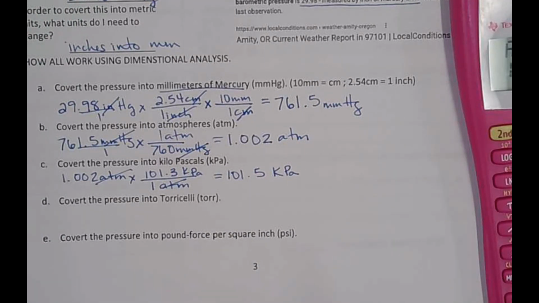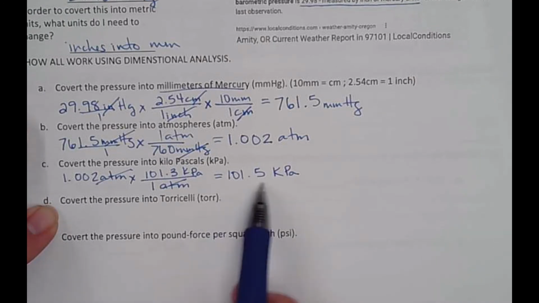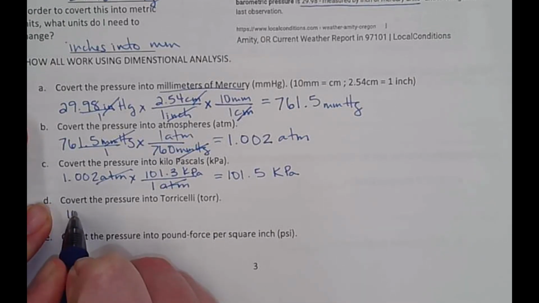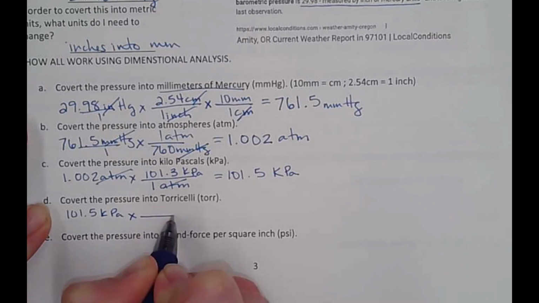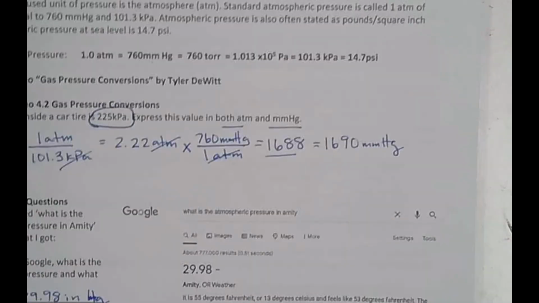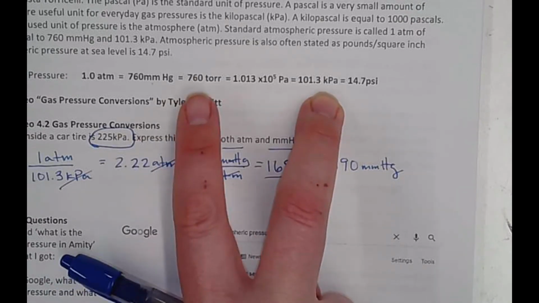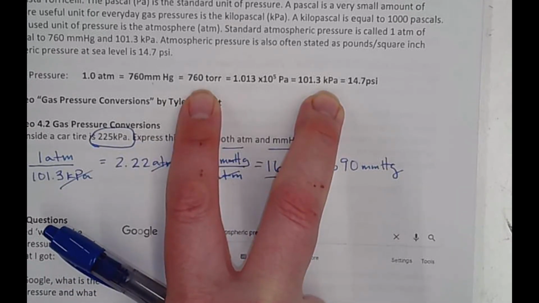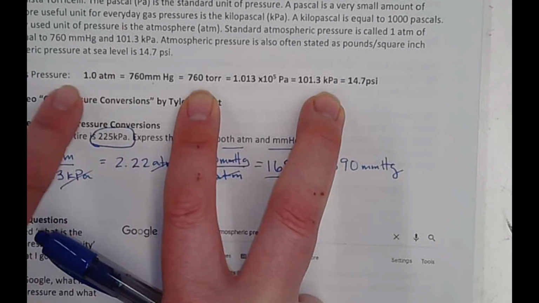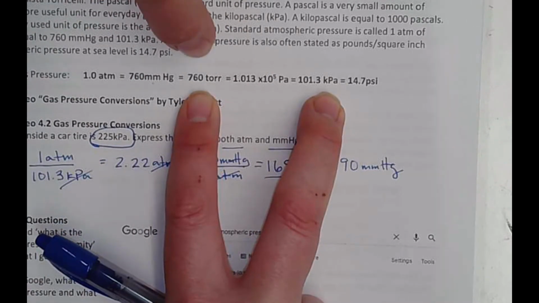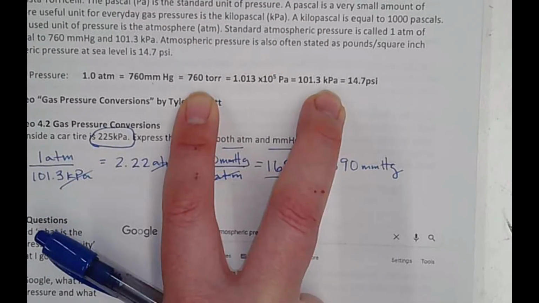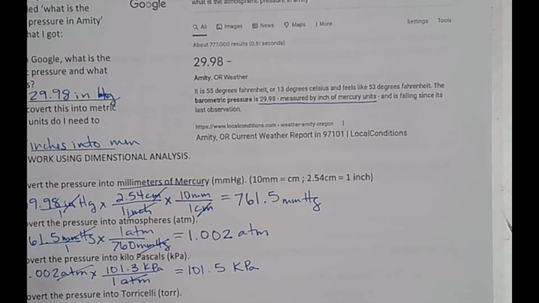Okay, so for D, we're converting the kilopascals we just had here. I've got 101.5 kilopascals, and I want to change that into torricelli. Up at the conversions, I have to use both kilopascals and torricellis this time. The 1 atmosphere was nice because it was a 1, but this isn't a 1 to 760, it's 101.3 to 760. So I have to use both those numbers. The kilopascal goes on the bottom. There's 101.3 kilopascals for every 760 torr.